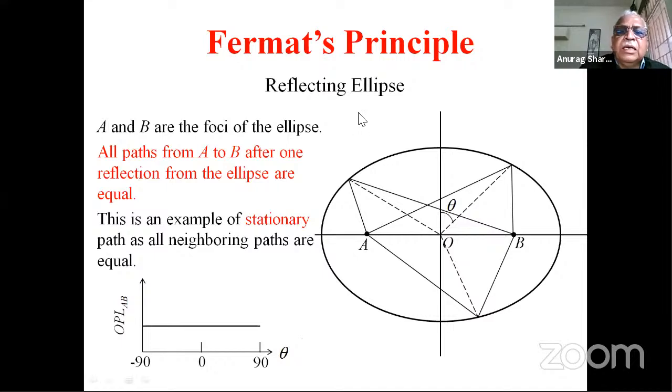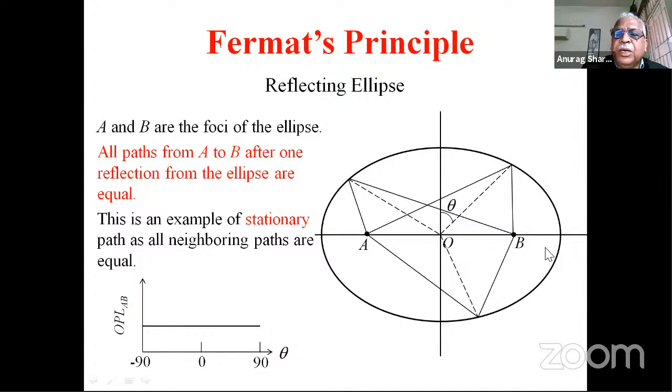So let's consider a reflecting ellipse. This is an ellipse which is reflecting from inside. And let us consider A and B are the foci of the ellipse. This is focus 1, this is focus 2. And we know that in an ellipse, by definition, this length plus this length is always the same, no matter where this point is. All these lines are equal.